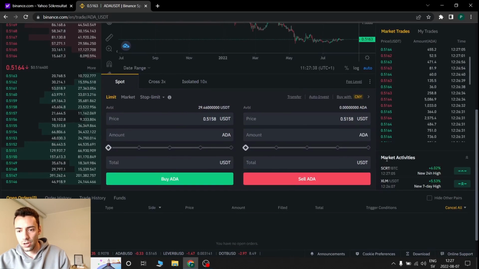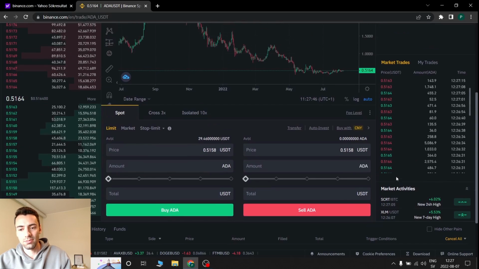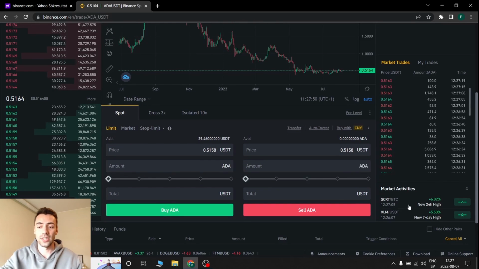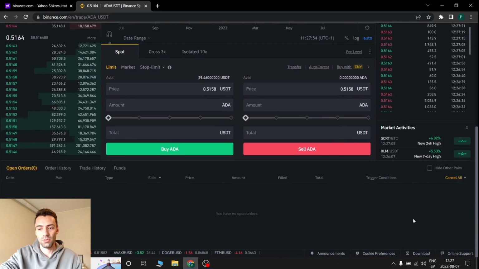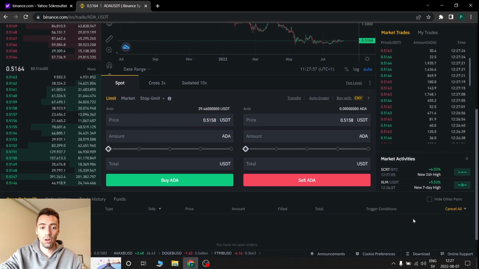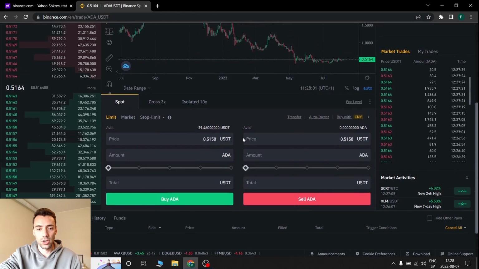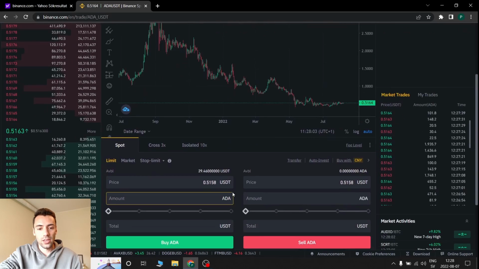And down here we have the market activities, which show, for example, other crypto that might increase or decrease with a high level, which is somehow related to the whales. For example, a large amount has been bought or sold through the market. And here we have the spot part of the market.